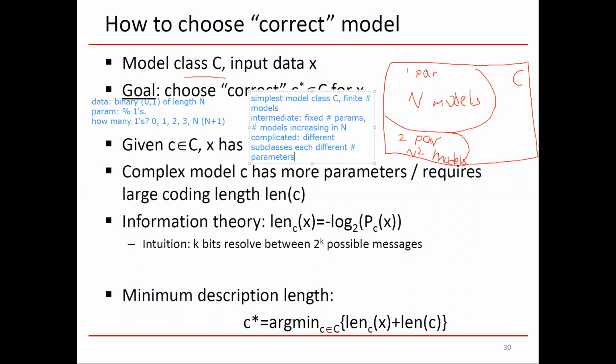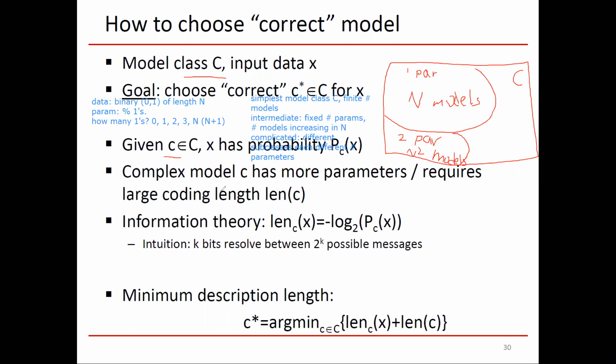So I'm trying to provide the insight that model classes could be quite simple, 2 or 3, that's it. Or it could be that they get increasingly complicated. But within this model class, you want to choose the best one. All right, so let's continue. So given a specific lowercase c in our model class, x has a probability PC of x.